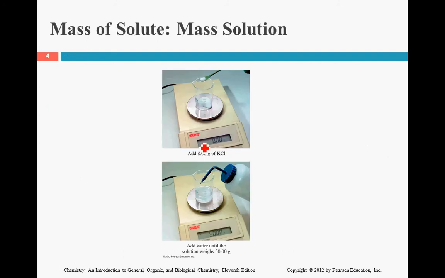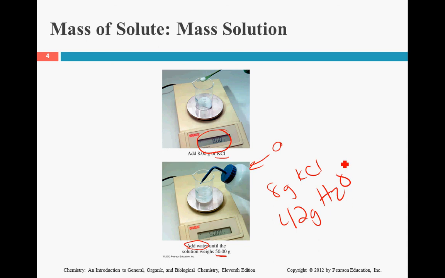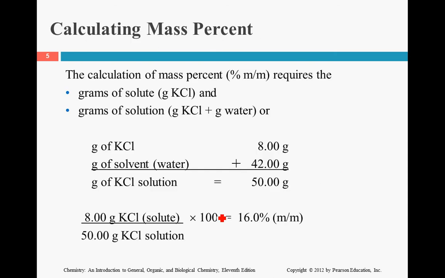So let's take a closer look here. We have 8 grams of potassium chloride. We are adding water until it reaches 50 grams. That means we have 8 grams of KCl and we have 42 grams of water, because we've had to add that 42 grams to make it 50. So we have 8 grams of KCl, 42 grams of water, and that gives us 50 total.